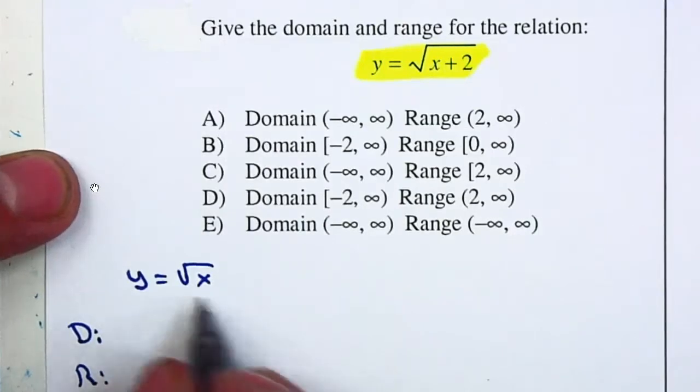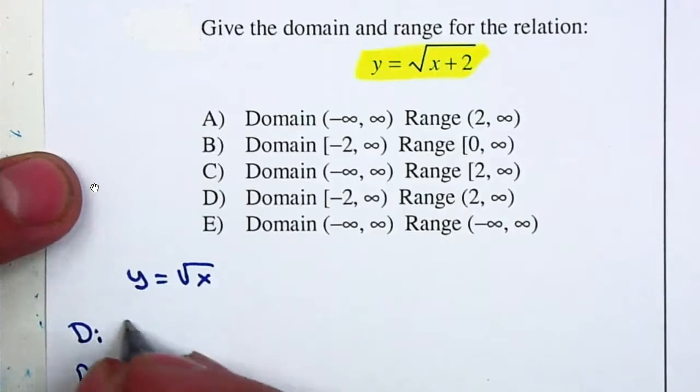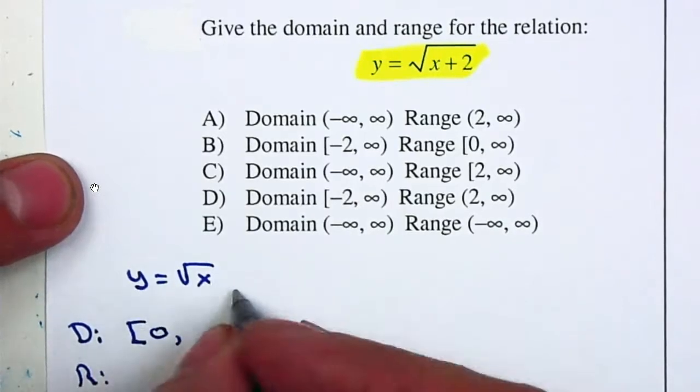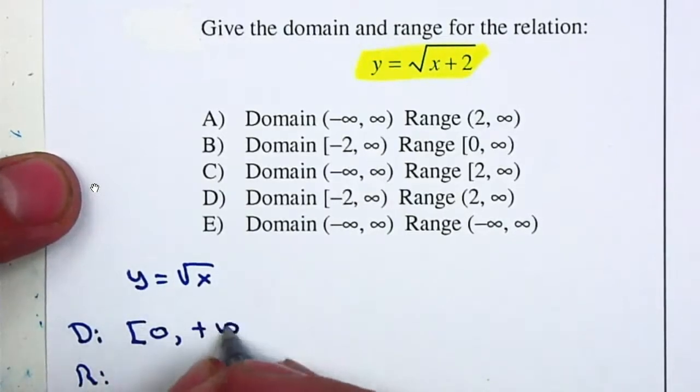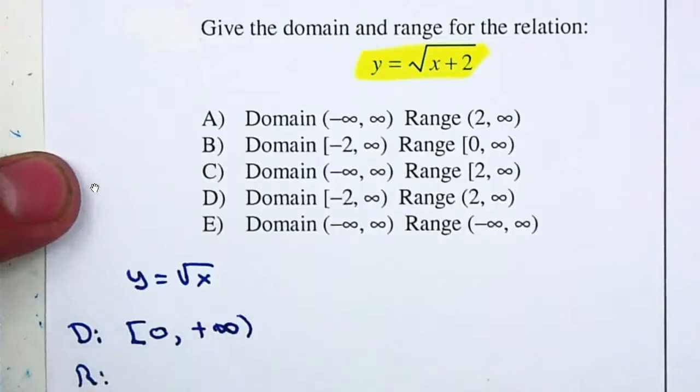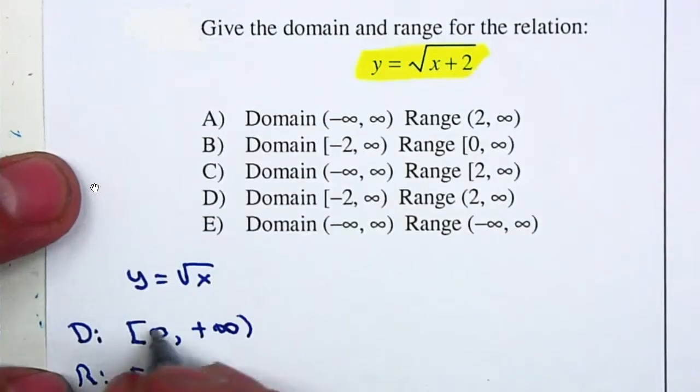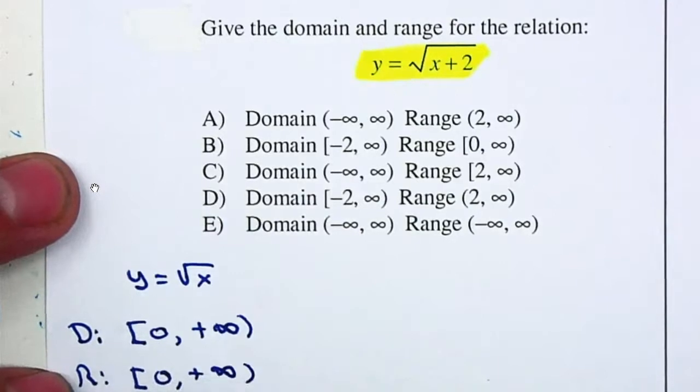Can we plug in a 0? Yes, we can plug in a 0, so it'll be from 0. And can we plug in a positive number? Yes, we can plug in any positive numbers. We might end up with decimals, but it should be fine. Your range, what values do we get back? Can we get a negative number back? No. The first number that we can get back is 0, because if you plug in a 0, you end up with a 0. And we also get any number bigger than 0, any positive number.